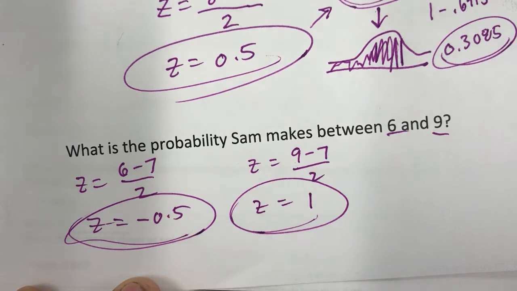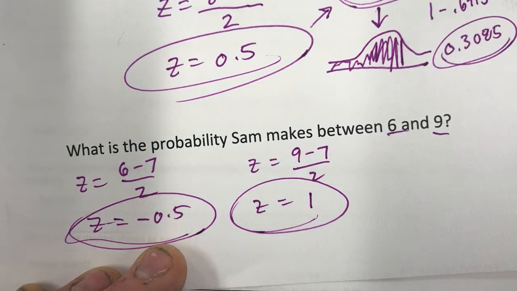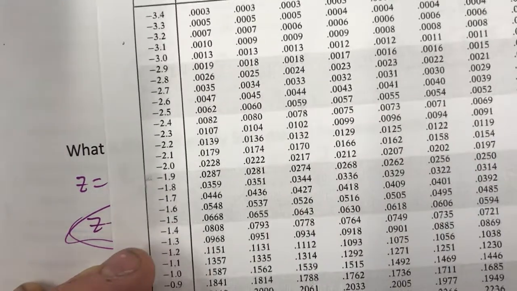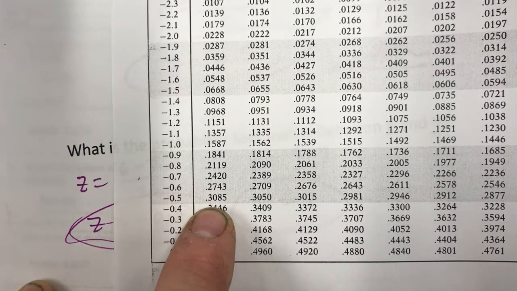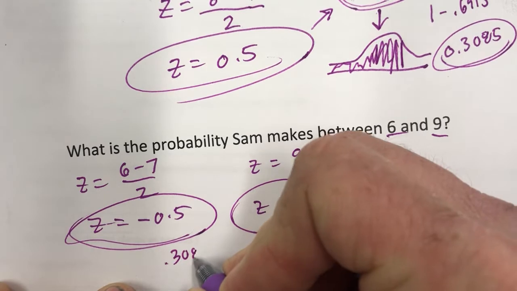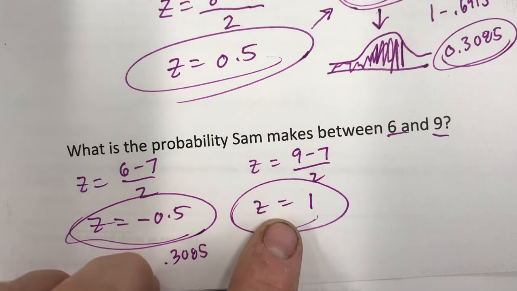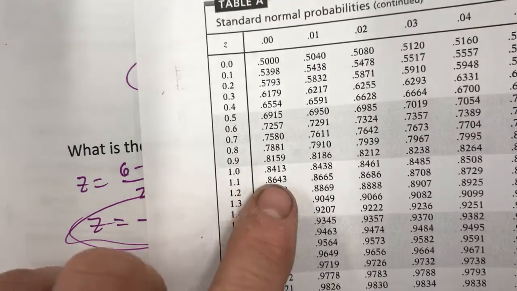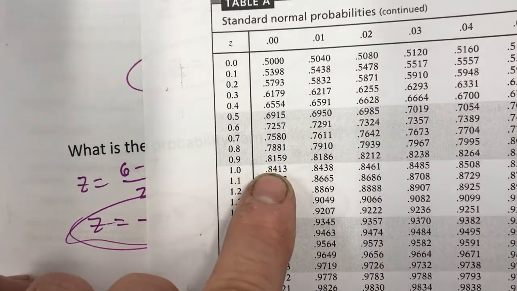And so I look both of these up. Negative 0.5, it's right there, 0.3085. Now 1 is right here, 0.8413. See, right there, 0.8413.